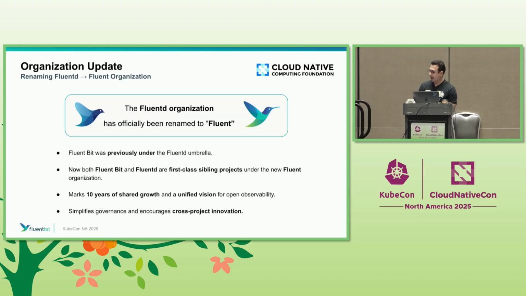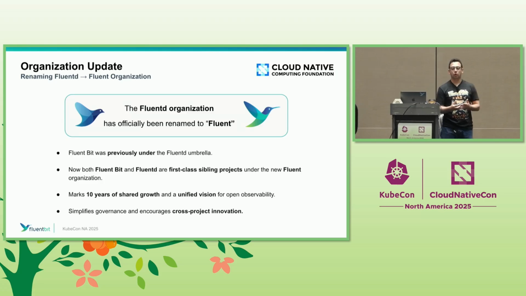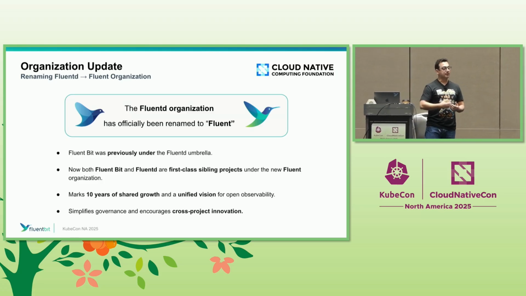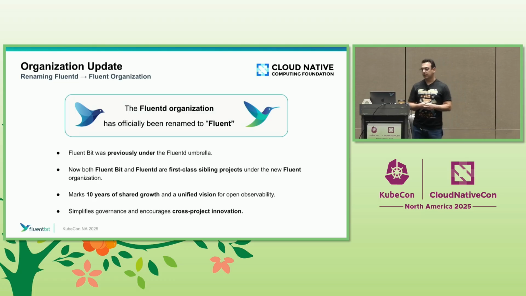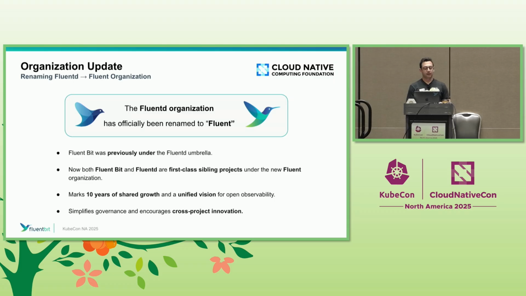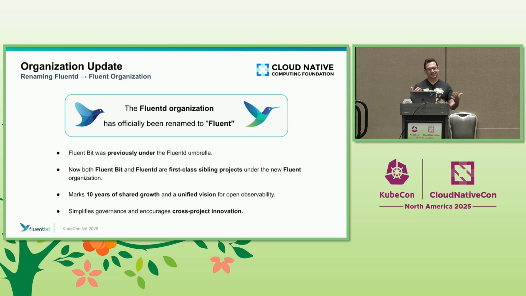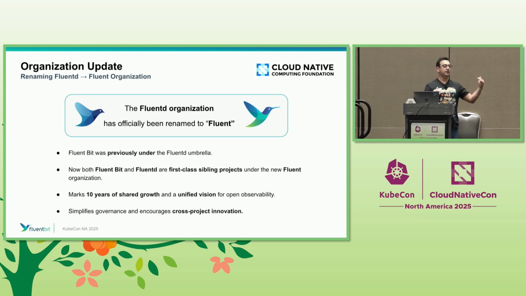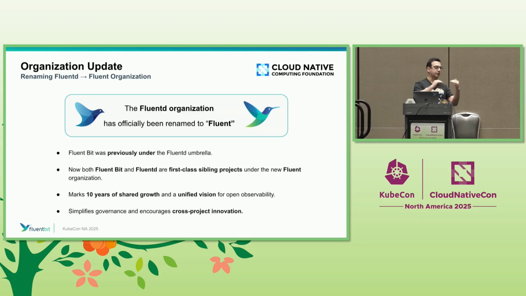And I have to announce a little change that we have in the organization. For many years, the organization was named after a project called Fluentd, and Fluent Bit was always under the umbrella of Fluentd. So starting today, the Fluentd organization has been renamed to Fluent. Well, the GitHub organization has always been Fluent. But this is just a CNCF internal change, where now Fluentd and Fluent Bit are both graduated projects at the same level. There's no longer a sub-project. Both belong to the Fluent organization.